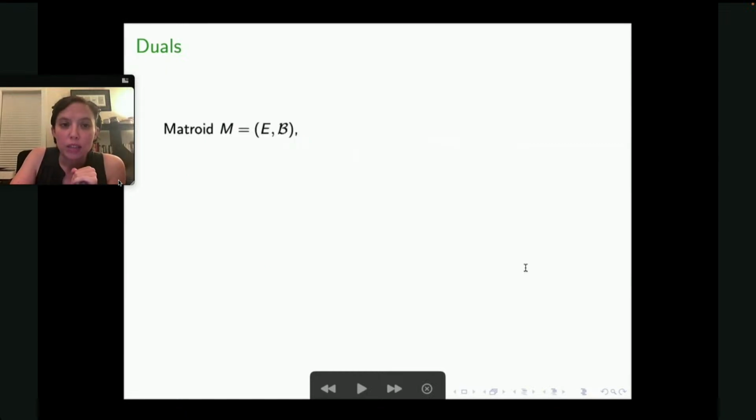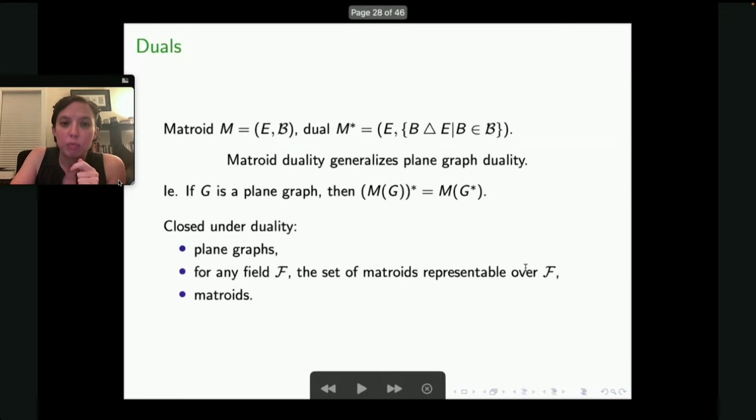Duals for matroids are done by taking, and you may think you should just use the ground set minus each basis. But here I've used the symmetric difference operator. To get the dual of matroid M, which I call M star, I'll take the same ground set and then replace each basis with its complement. I'll take each basis and replace it with B symmetric difference E. Matroid duality generalizes plane graph duality, which is to say, if G is a plane graph, then the dual of the matroid of G is equal to the matroid of the dual of G.